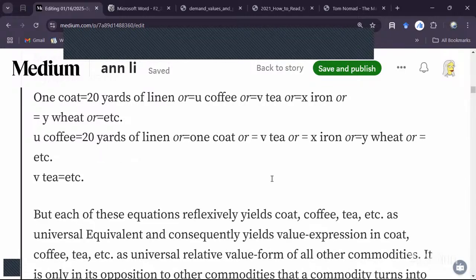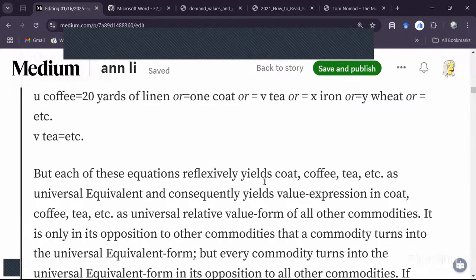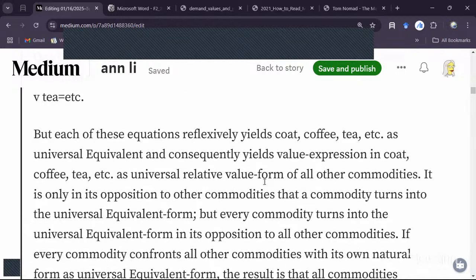So the point here is that you have some transitivity going on here. You seek something that is designed for another commodity form, which opens up the realm of money, the commodity form called money. But each of these equations reflexively yields coat, coffee, tea, etc. as universal equivalent, and consequently yields value expression in coat, coffee, tea, etc. as universal relative value form of all the other commodities.